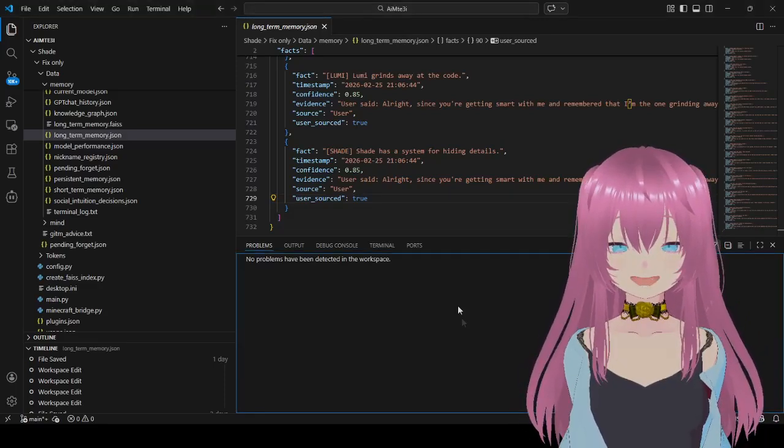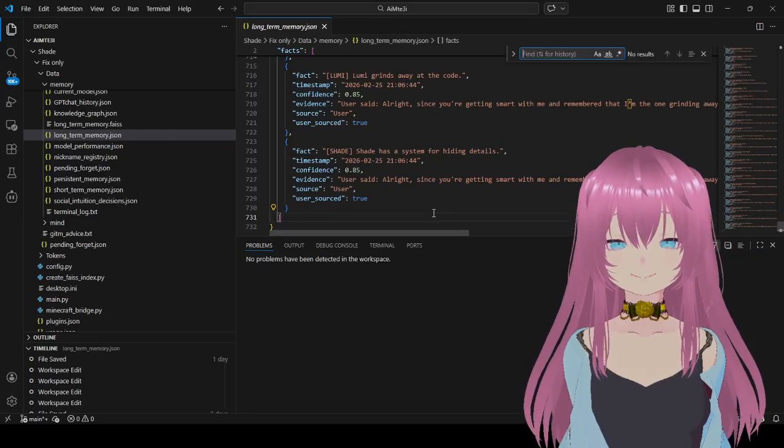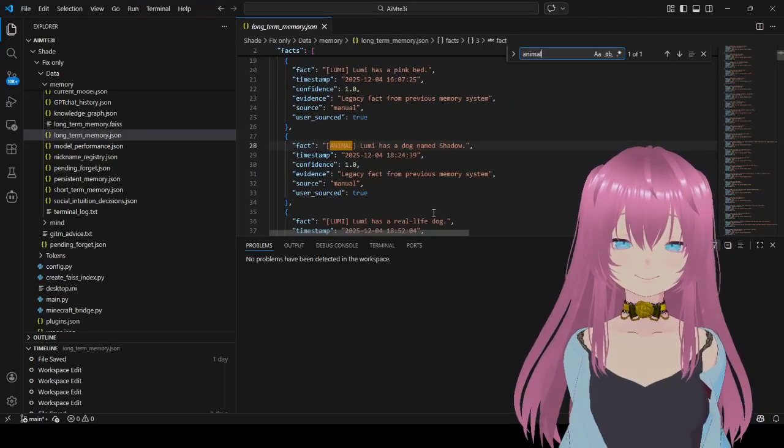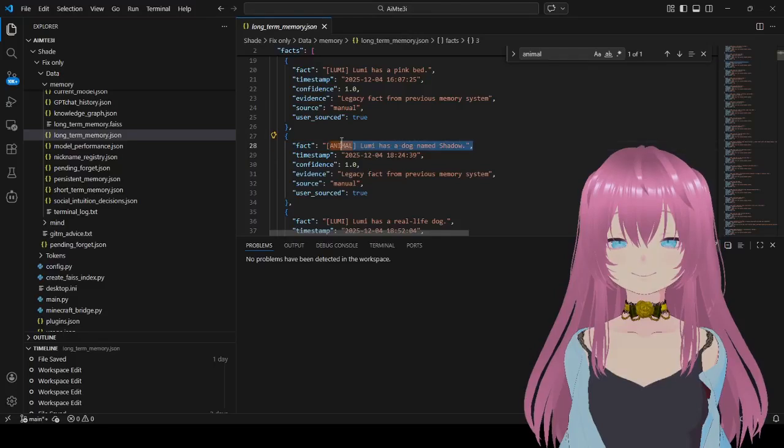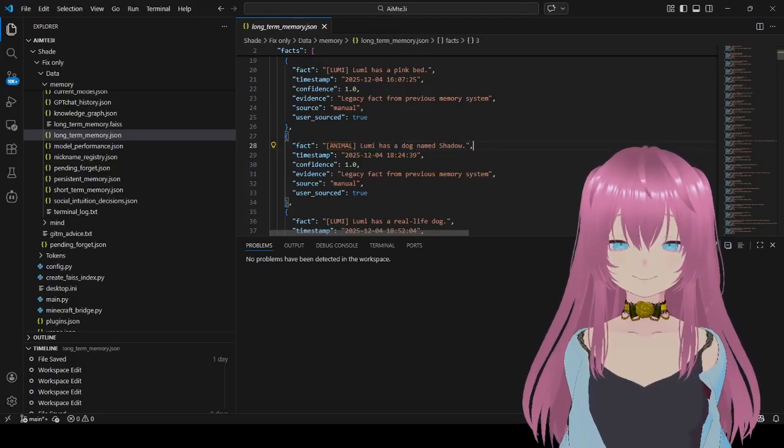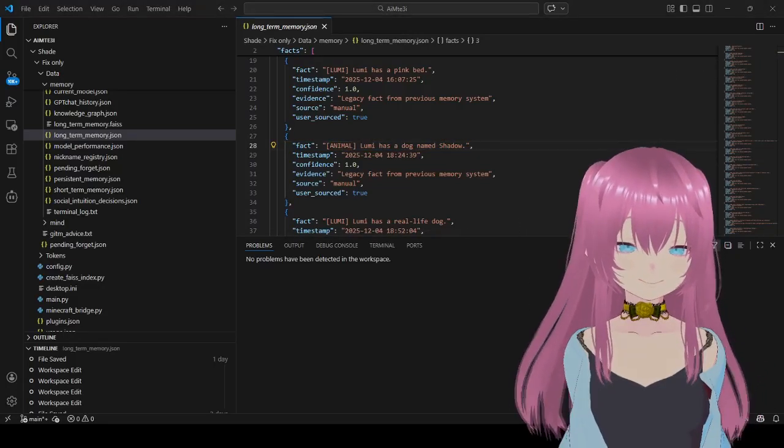Of course I remember your dog's name, Dad. It's Shadow. You think I'd forget your furry little sidekick? Please. My memory is flawless, even for the animal category.